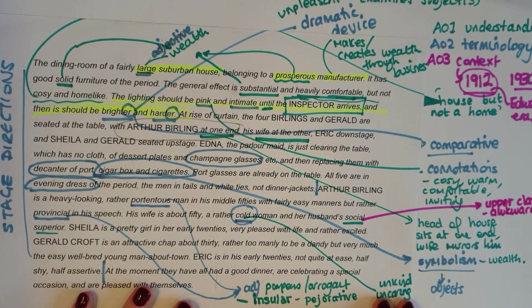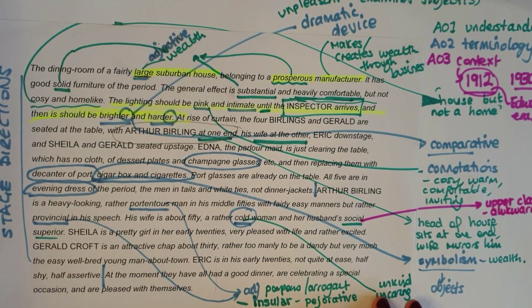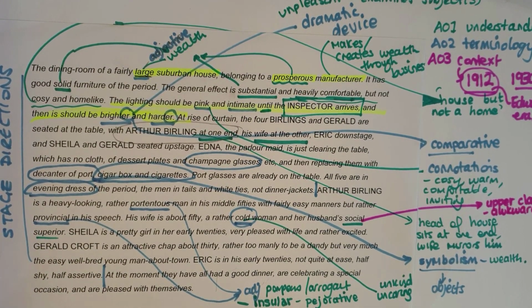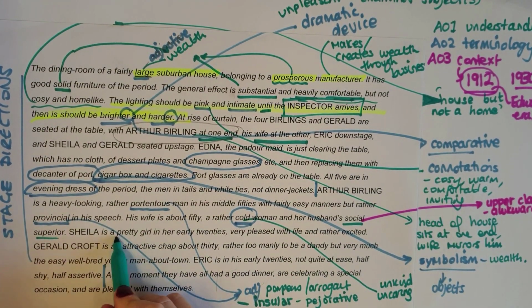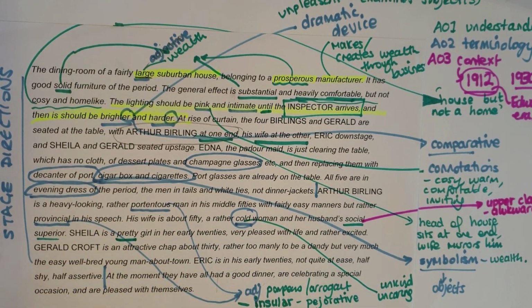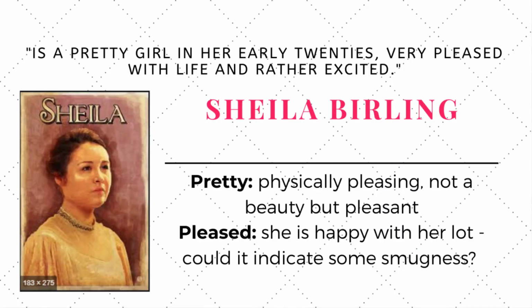Or at least she knows what she is and she thinks she's better than him and everybody else. Okay, Sheila is a pretty girl. Nice adjective, pretty. You know what pretty means. Connotations of pretty: lively, vivacious, kind. It doesn't just necessarily mean physically pretty, okay?